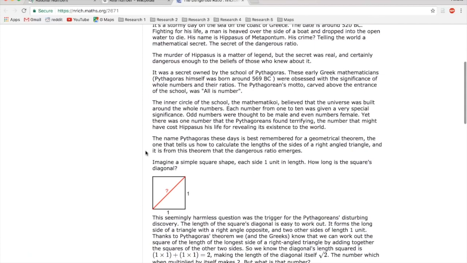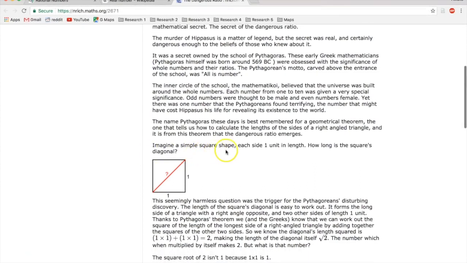Yet there was one number that the Pythagoreans found terrifying, the number that might have cost Hippasus his life for revealing its existence to the world. The name Pythagoras these days is best remembered for a geometrical theorem, the one that tells us how to calculate the lengths of the sides of a right-angled triangle, and it is from this theorem that the dangerous ratio emerges.